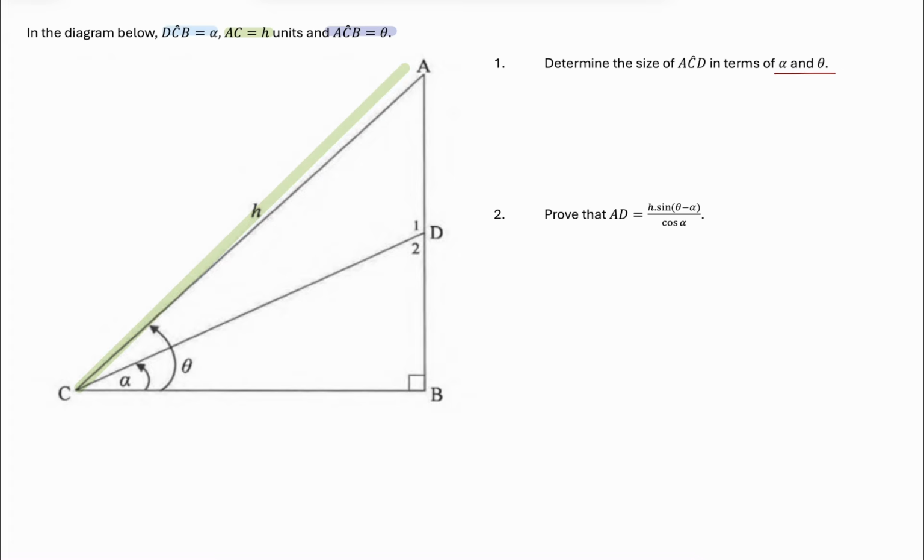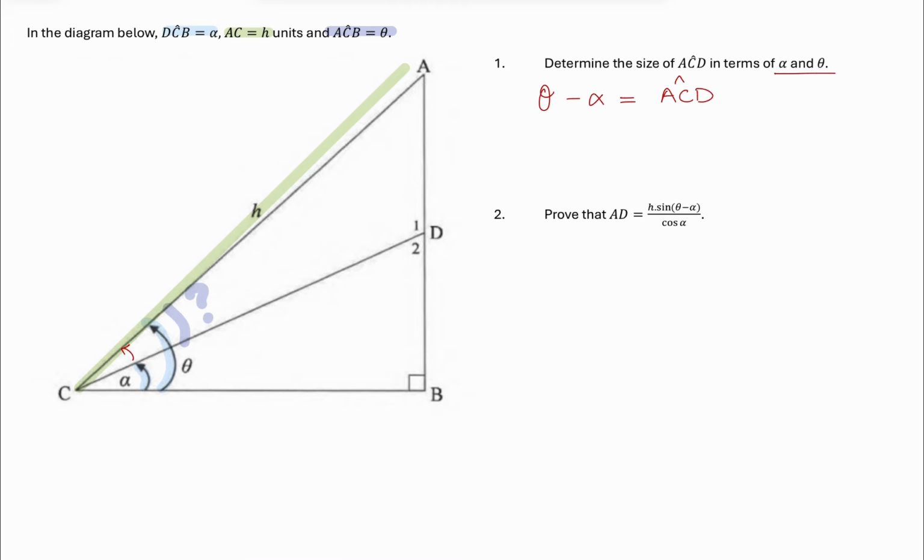Now this is important because it means that your answer needs to include alpha and theta. So if we look, they're asking us for ACD. So they're asking us for this angle. So they want to know what is the size of this unknown angle. Now, if the entire angle is theta and that portion is alpha, would you not assume that that middle portion would be theta less alpha? Because that would give us our difference. Okay, so that would be the size of ACD.